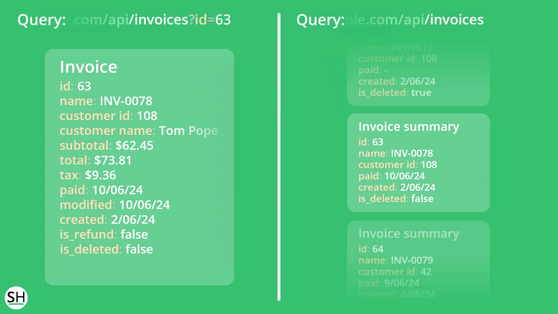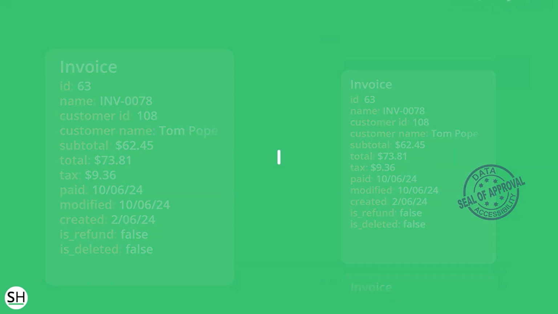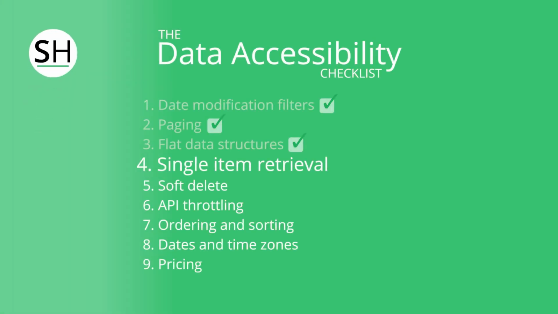purposes of data accessibility, which aims to simplify a user or developer's ability to retrieve data from a platform, it is certainly counterproductive. It is far more accessible to return the full scope of an entity's properties whenever it is requested. This has been an overview of single item retrieval, the 4th point on our data accessibility checklist.